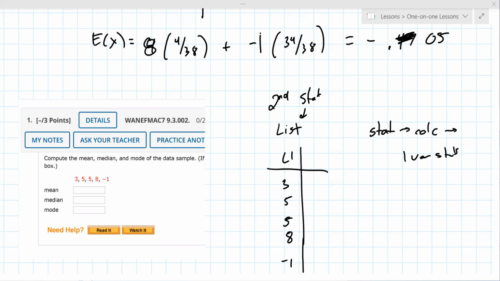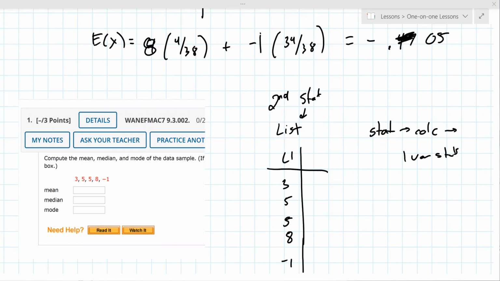All right, second list, TI-83, 4. So stat, enter. This is one of the limitations of this format. I can't easily just show you on your calculator.